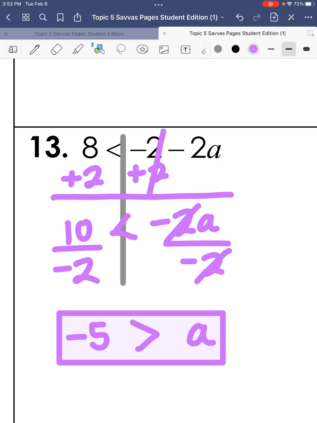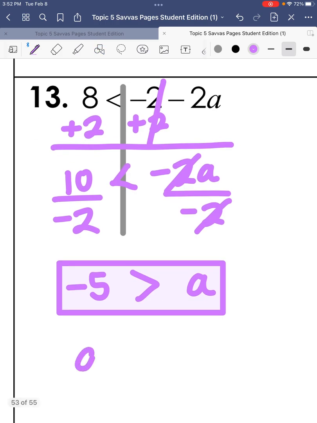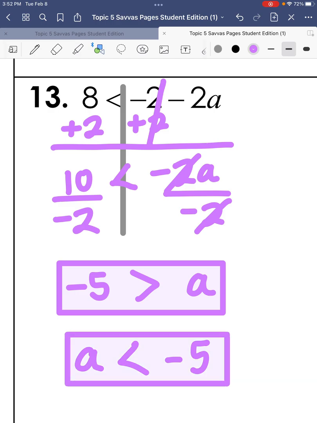Now, can I write it so that I have a over here and negative 5 over here? Yes, I just have to be careful with my sign. Notice the pointy side is with the a. So I actually need to flip it. So a is less than negative 5. So those are equivalent solutions. I don't care which one you give me on a test or a quiz.